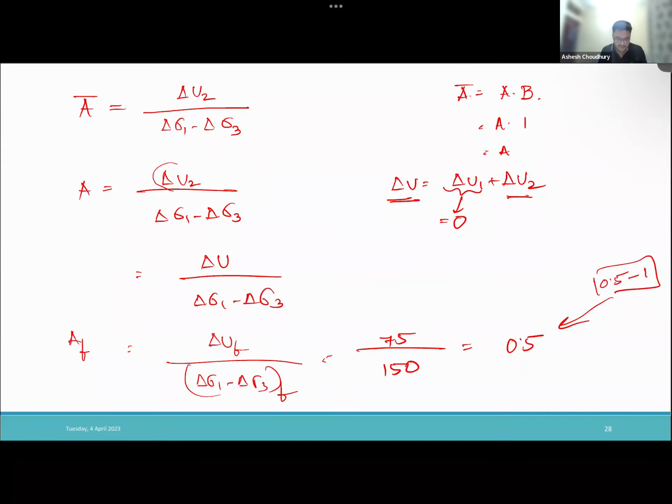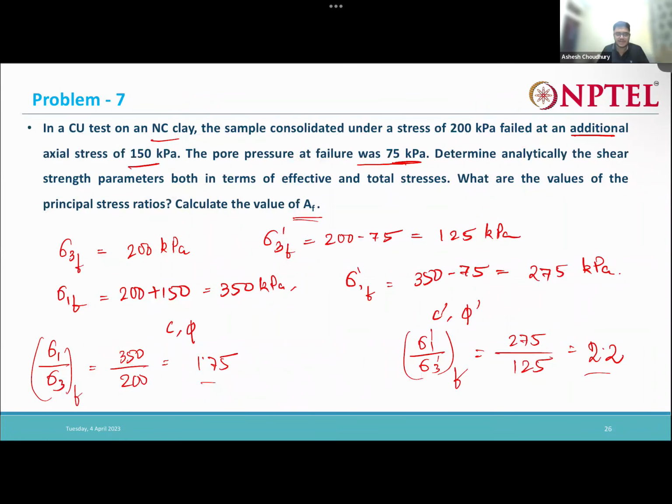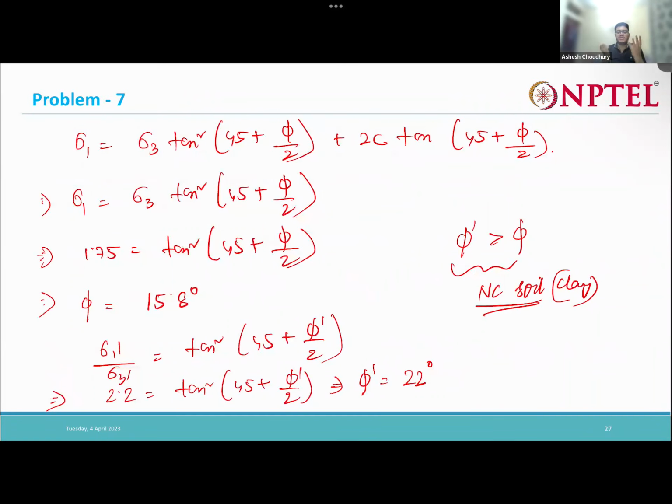Okay, so I hope this was clear. Very simple. The main basic concept that you have to remember is that for a normally consolidated clay CU test, the C should be 0. Both C dash and C will be equal to 0. This is the first thing that should come to our mind. Then what we have in our hand is always our basic equation. This is our savior always, right? So we put C equal to 0 in both the cases, and sigma 1, sigma 3, sigma 1 dash, sigma 3 dash we know. We put these values and find our phi and phi dash respectively.